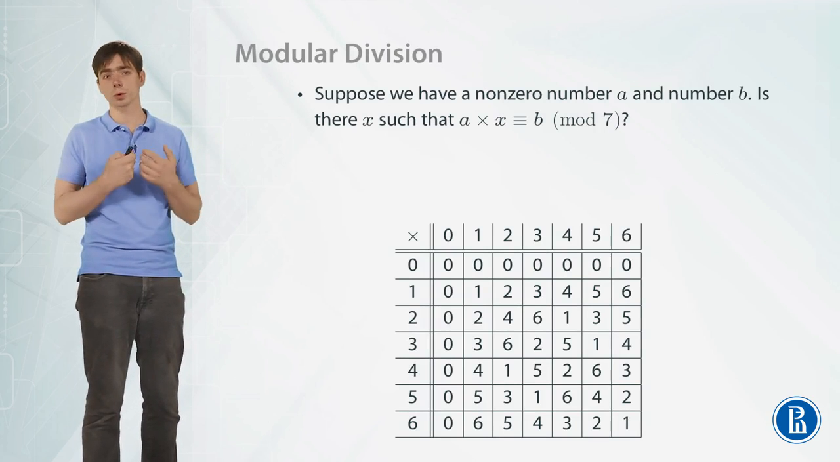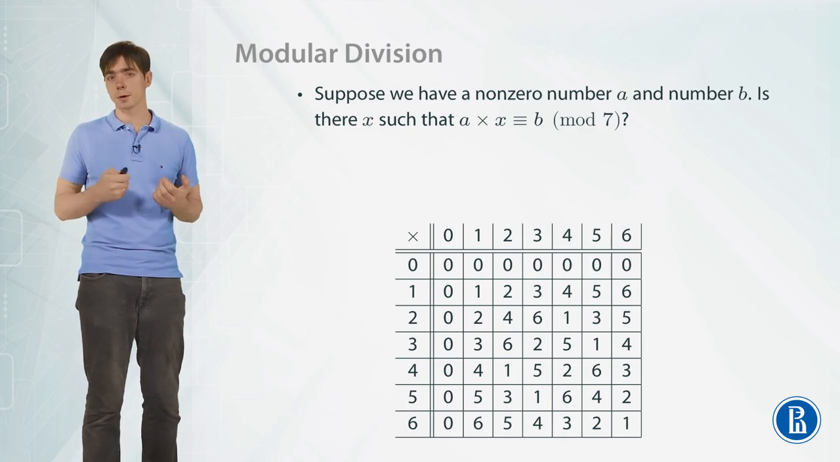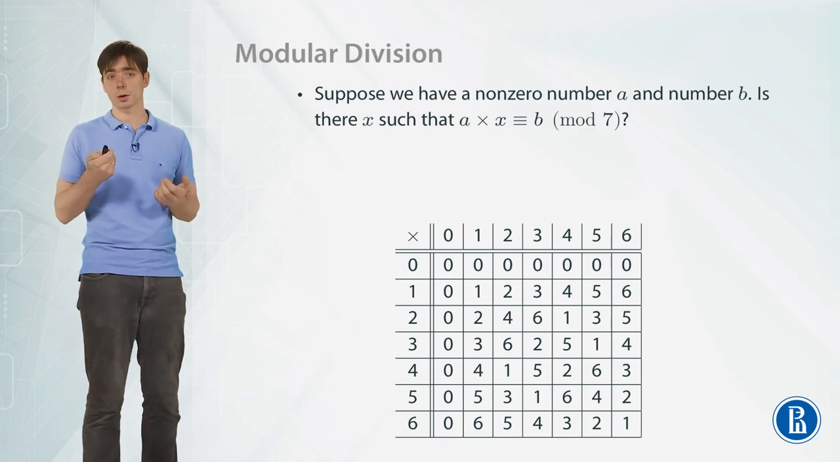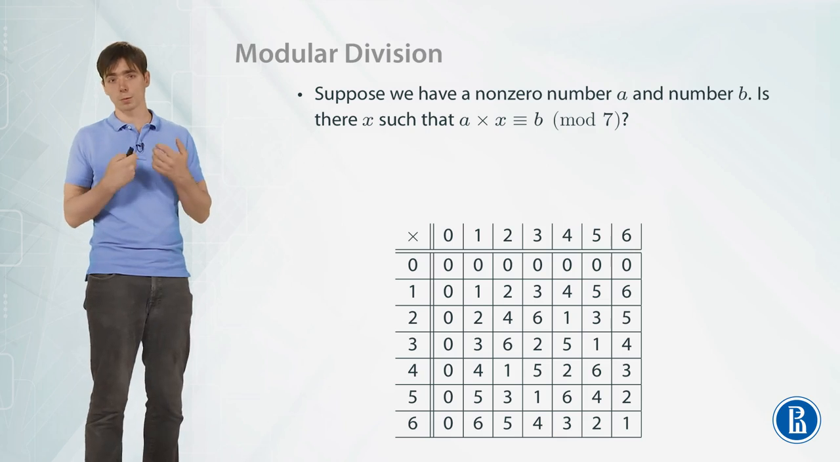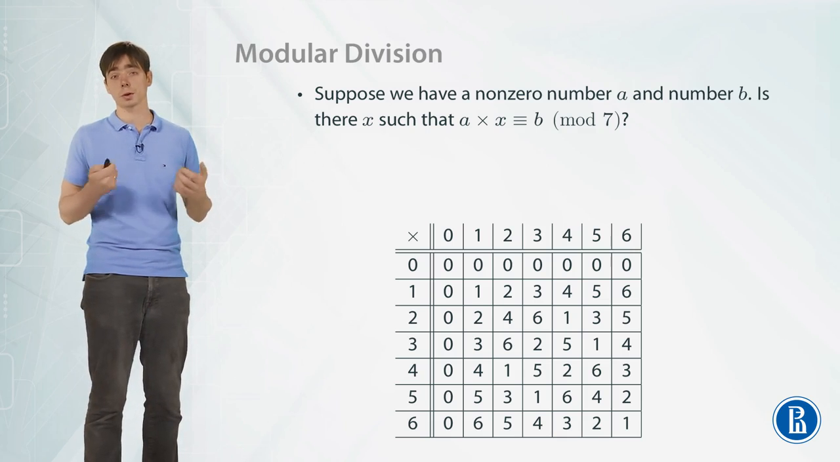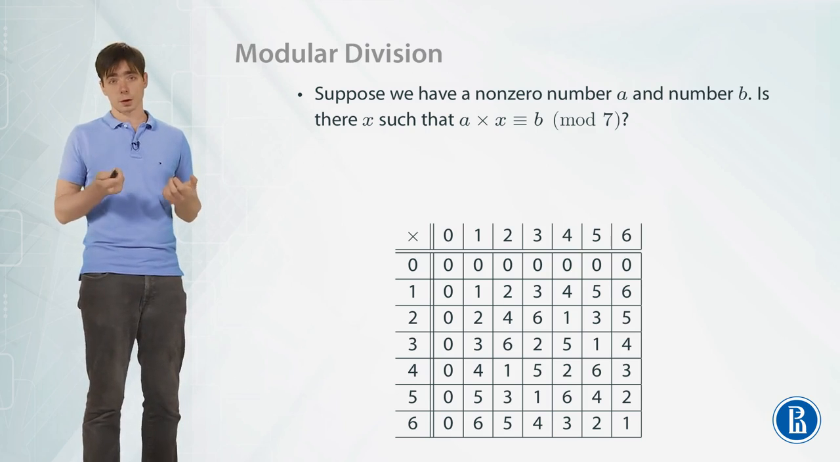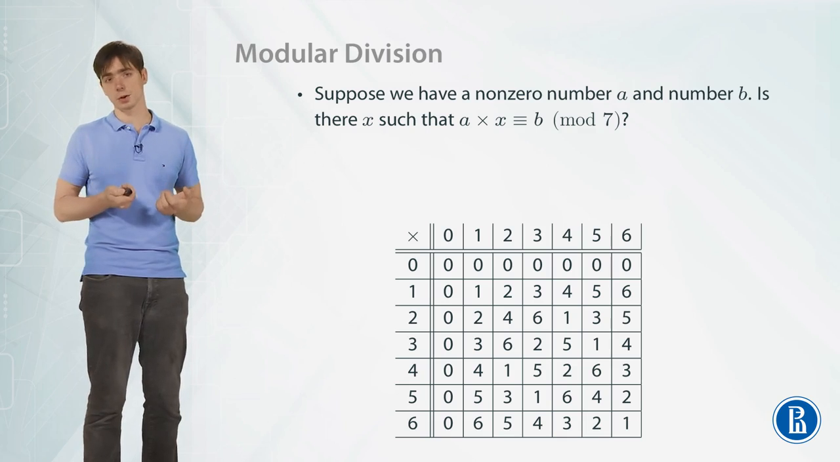Okay, now let's consider modular division. Suppose we have two numbers, a and b, and now a should be non-zero. Is there such an x that a times x is congruent to b modulo 7? Note that x corresponds to b divided by a in modular arithmetic. And a should be non-zero because if we multiply 0 by anything, it will be 0. So, of course, if a is 0, this is not always possible.